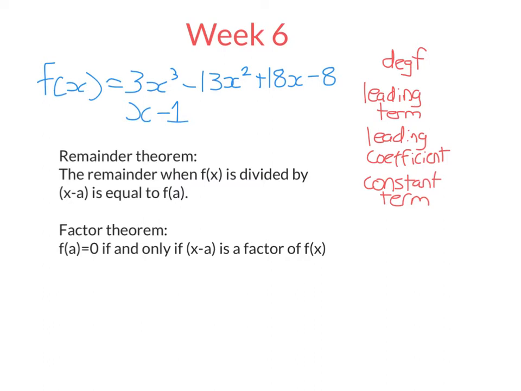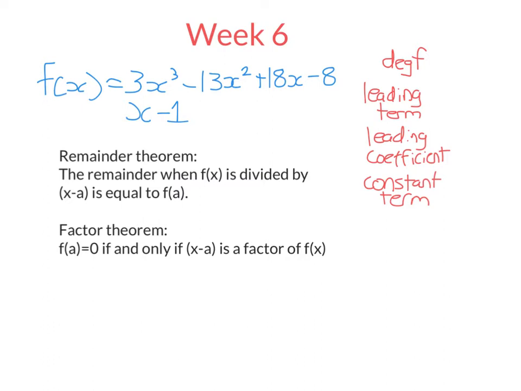A polynomial is just a set of terms. It might only be one term, but a set of terms such that each term is either a constant or a positive integer power of x. So this is x to the power of 1, 2, 3. The only powers of x here are positive integers. That's what a polynomial is. And we're now using this notation f of x. So if I change x here to like 2 or something, you just replace all the x's with 2.